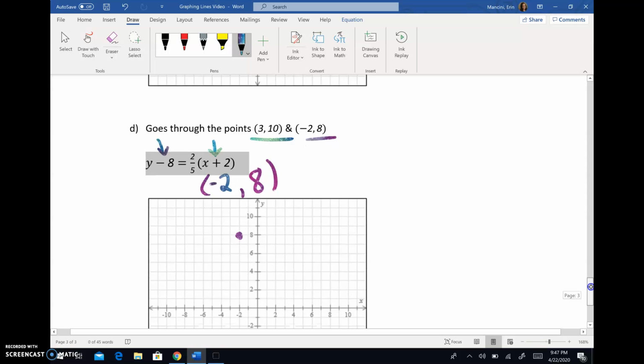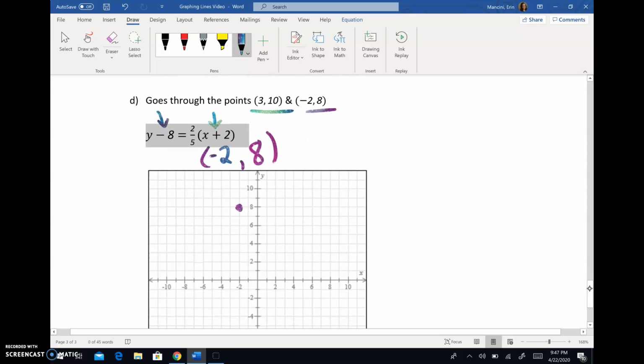Okay. And then your slope is 2/5, so you're going to rise 2, 1, 2, run 5, 1, 2, 3, 4, 5. Okay. And I'm going to do that again, 1, 2, 1, 2, 3, 4, 5. Just to get a picture of the line. And again, I went in the positive direction. It's increasing. It's going up. If you read it like a book, from left to right, we're going up. Okay, so I plotted -2, 8 is my point, and then I used my slope to move.